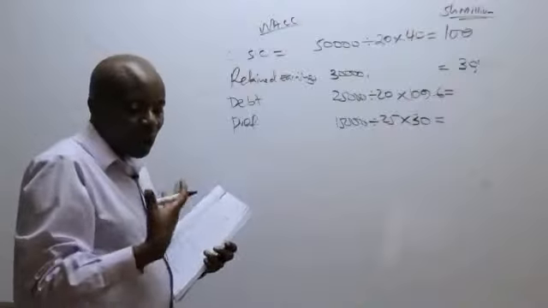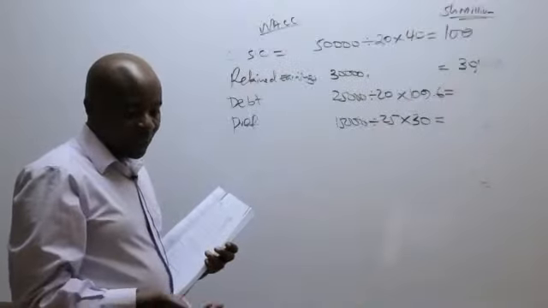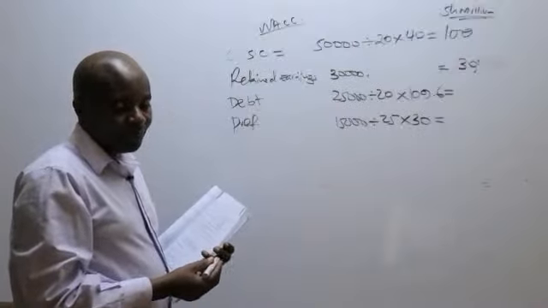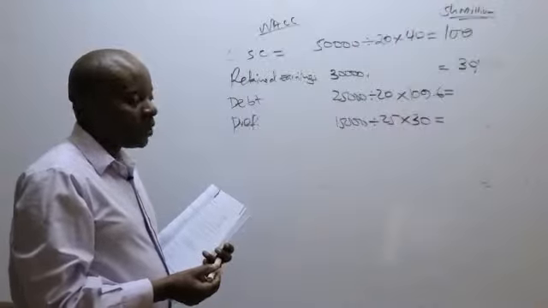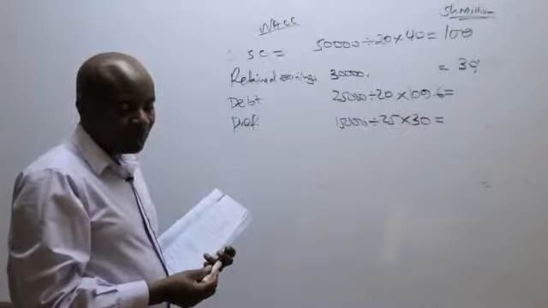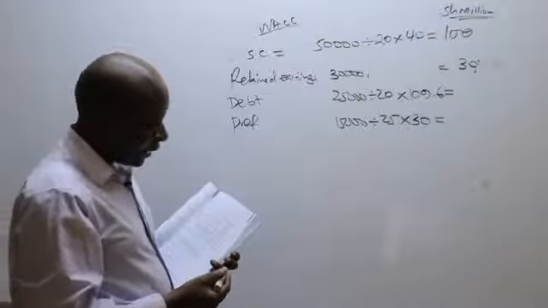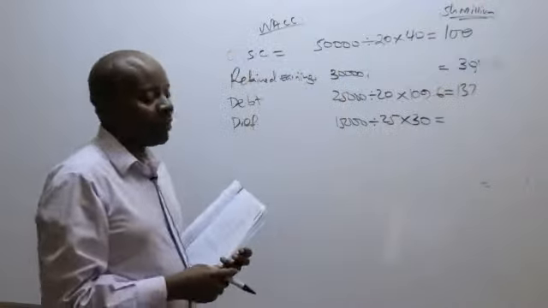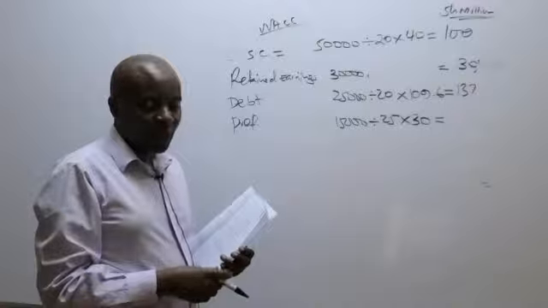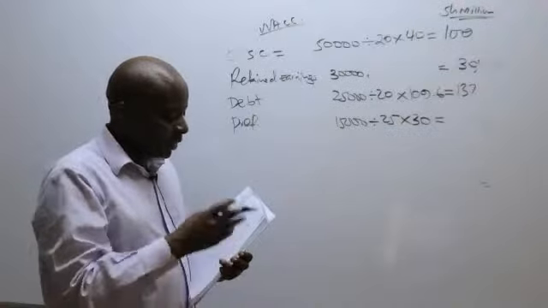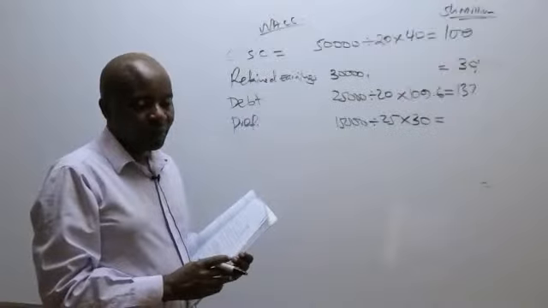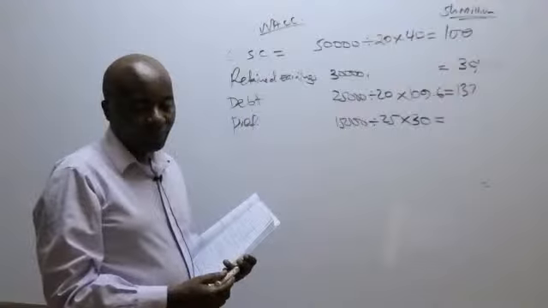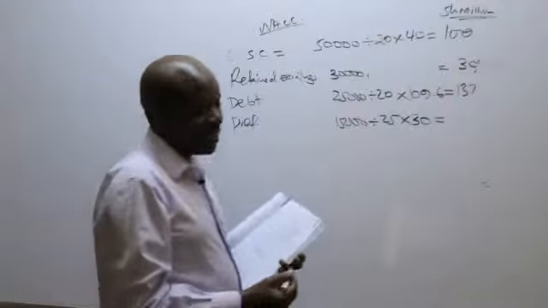Retained earnings, of course, as you are aware, there is no adjustment. No adjustments at all. How about debt? What do we have here under debt? 137,000. So 137. Thank you very much. I've decided to work without the zeros. How about preference? Yes, preference 18. Thank you very much.